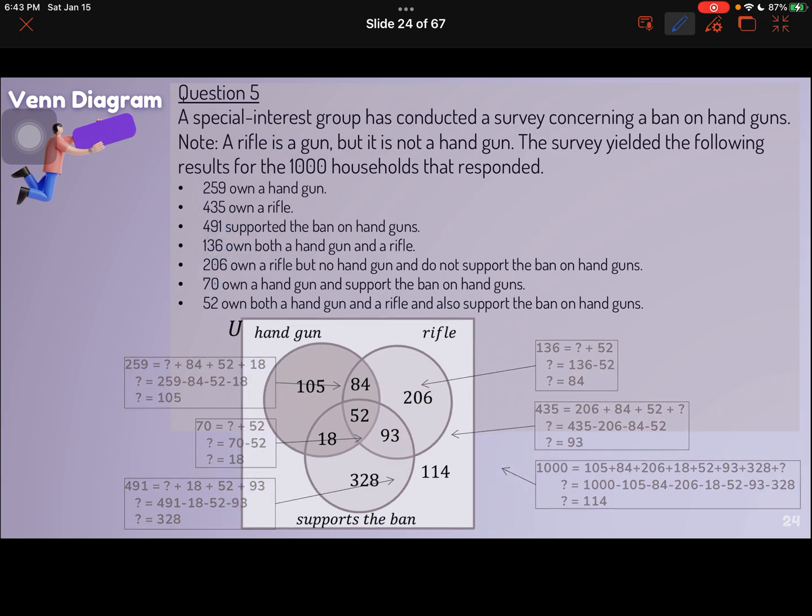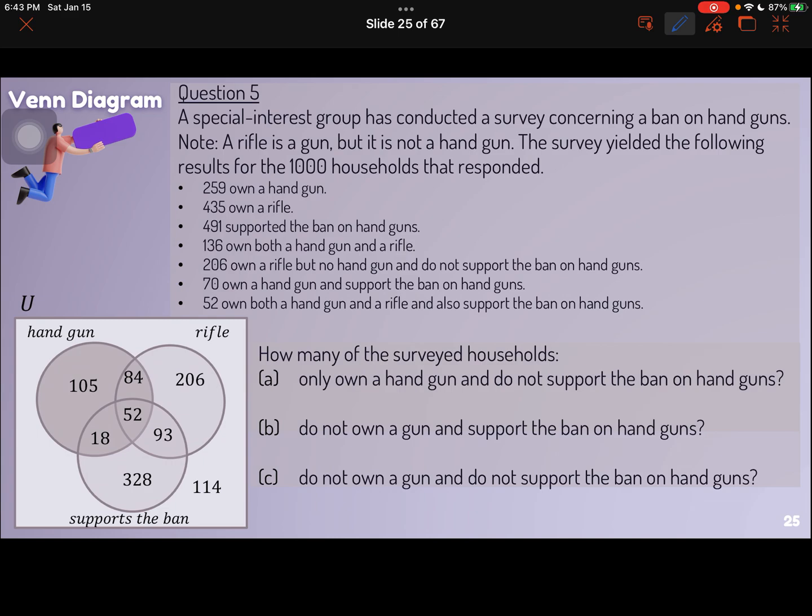Okay, so now I can go to the questions. How many of the survey households only own a handgun and do not support the ban on handguns? So only own a handgun. If we see, it must be this one, because this is having only a handgun, no rifle, and not supporting the ban. So that is the answer for this one, 145 households.